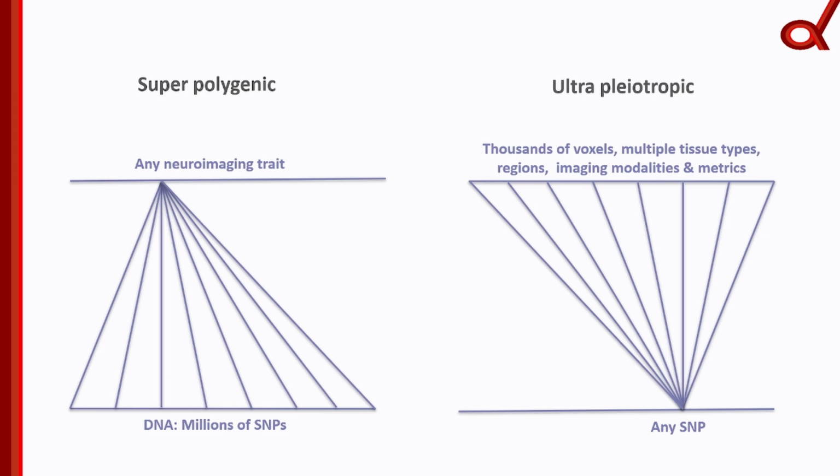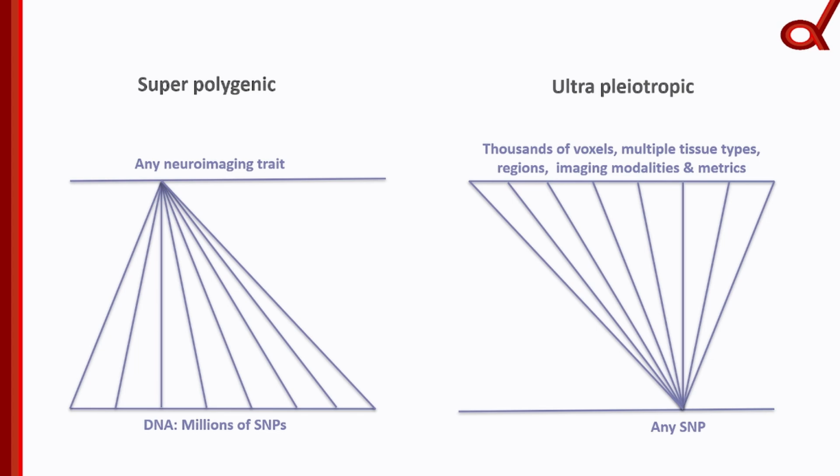With polygenicity, what we mean in genetics is that any particular trait, in our case a neuroimaging trait, is mildly associated with thousands and thousands of SNPs in the DNA. And none of these associations will be super dominant. So it will be very difficult to pinpoint one particular gene or protein that is driving this association, hence complicated to interpret.